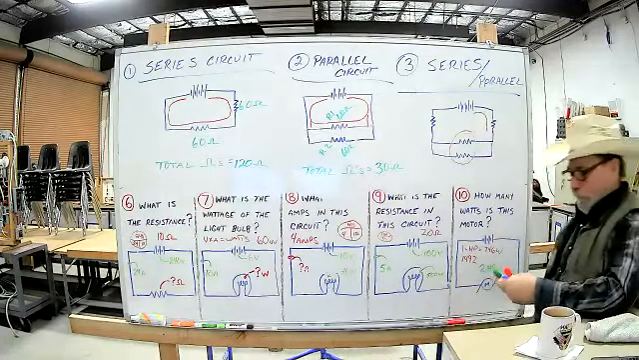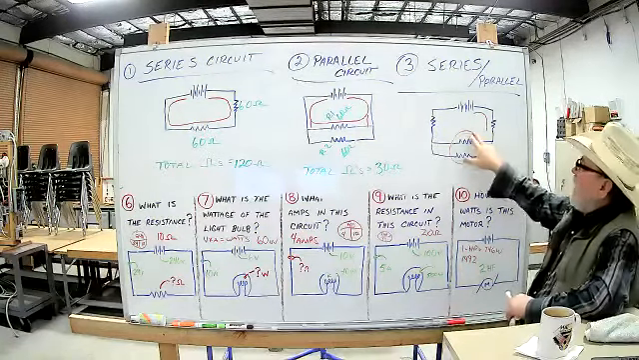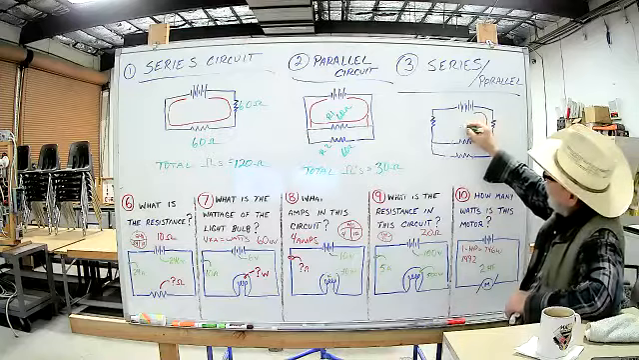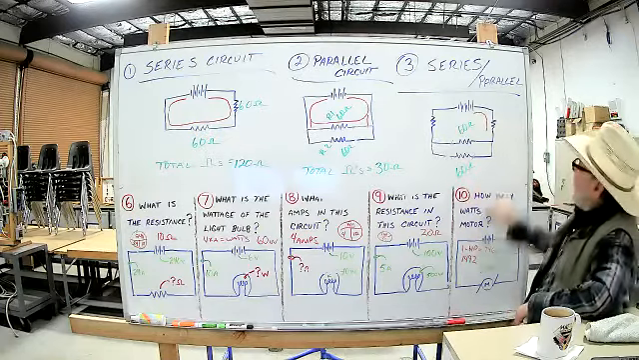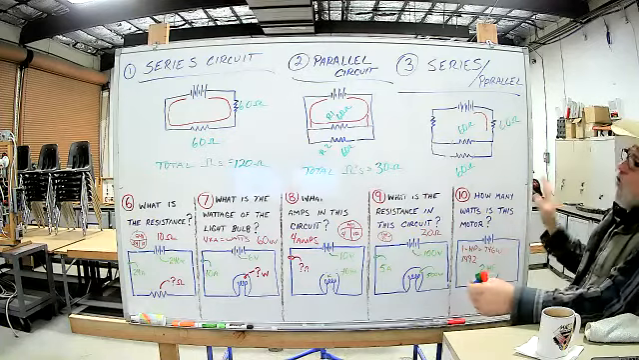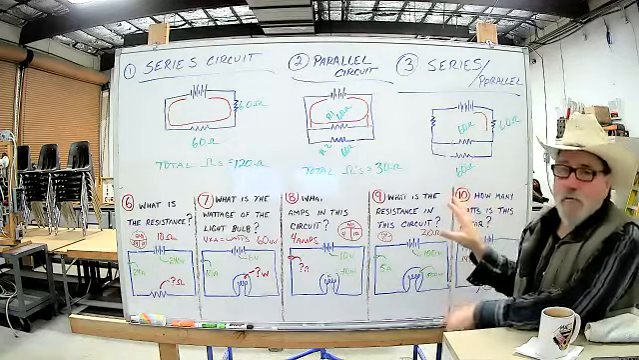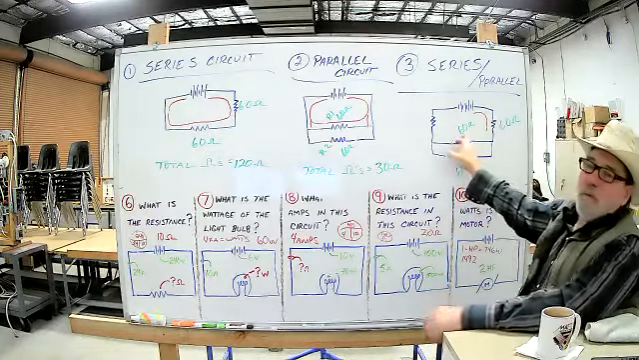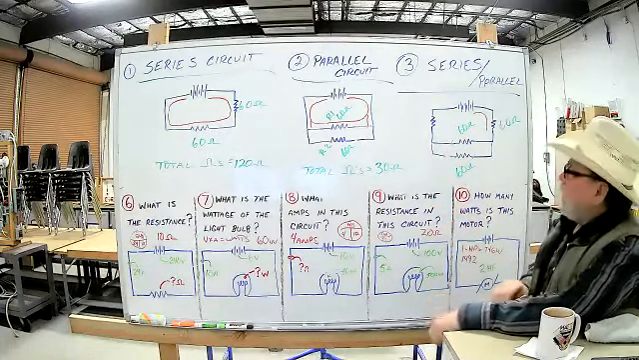Now in a series parallel, let's use the same values. Let's say these are 60 ohms, 60 ohms, and 60 ohms. What you want to do, this is a trick, you might as well learn it right now, is you want to solve for your parallel circuits first. Anything that's in parallel, you want to solve for it first. You want to simplify it, and you want to get that total resistance.